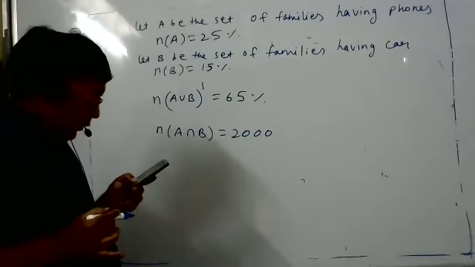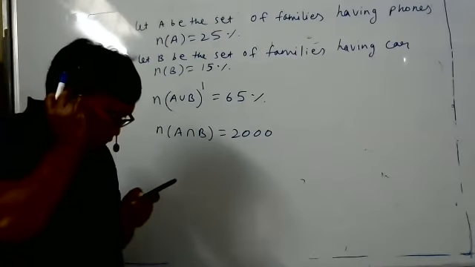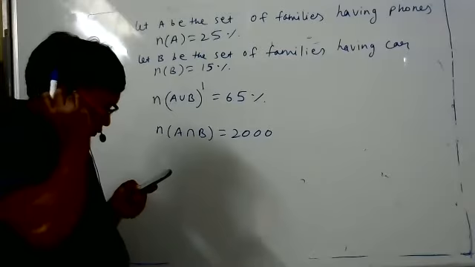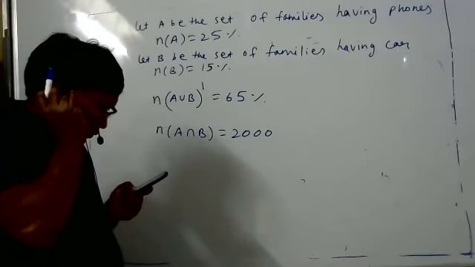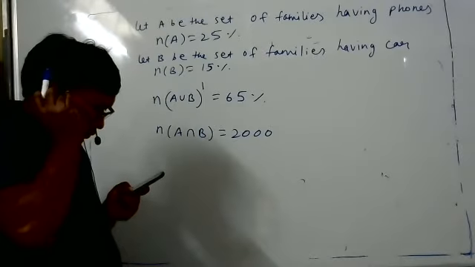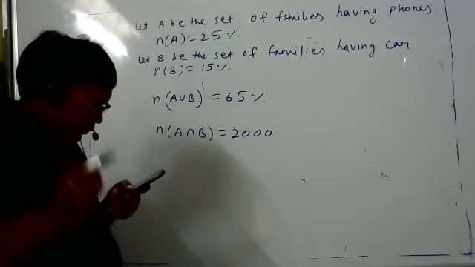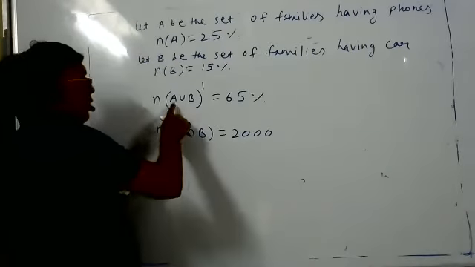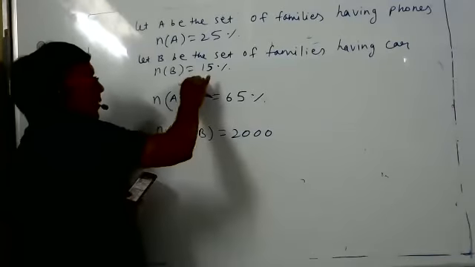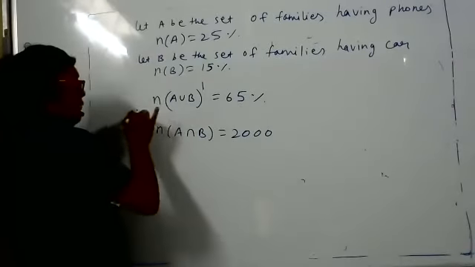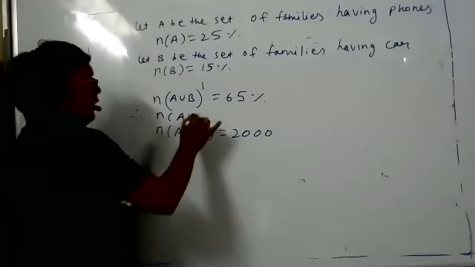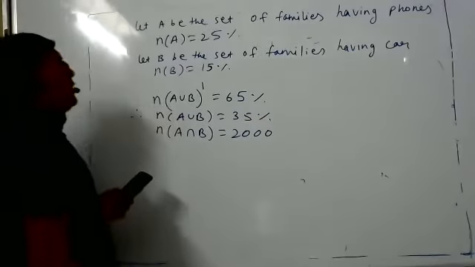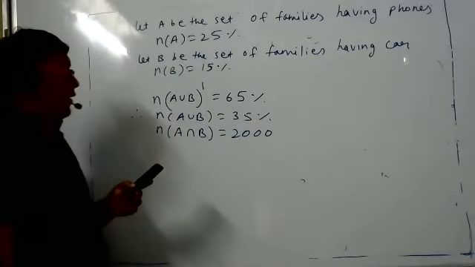Sir, it says that 65% of families don't own a phone or a car. So can we assume that the number of A union B in percentage can be 35%? Very good, that also we can say. Since A union B complement is 65%, therefore the number of A union B will be 35%, because suppose the universal set is 100%.